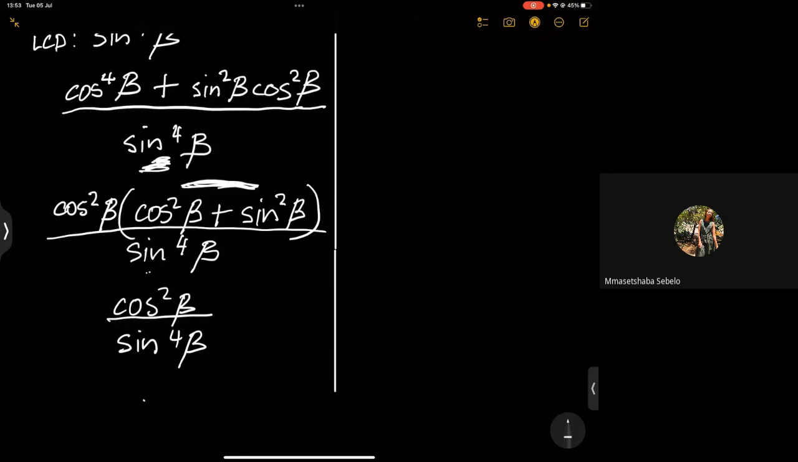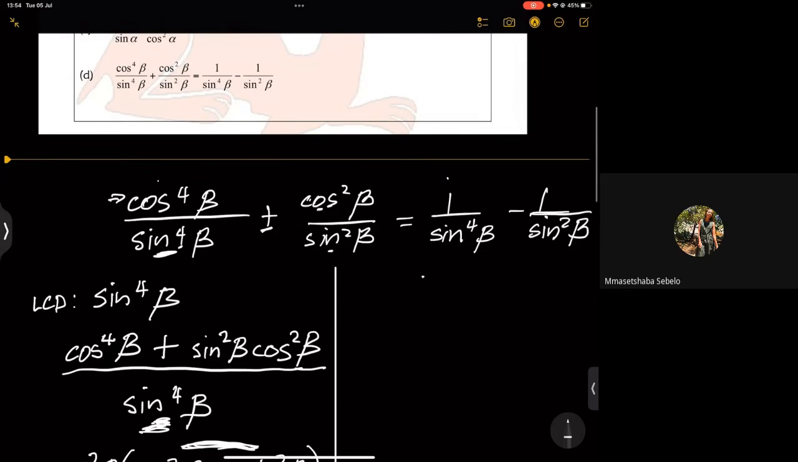Now, there are exceptions where you might need to work with the left-hand side and immediately after work with the right-hand side to get them to be the same. This is one of those exceptions. So now let's work with the right-hand side. The right-hand side is also a fraction, isn't it? Minus 1 over sine squared of beta.